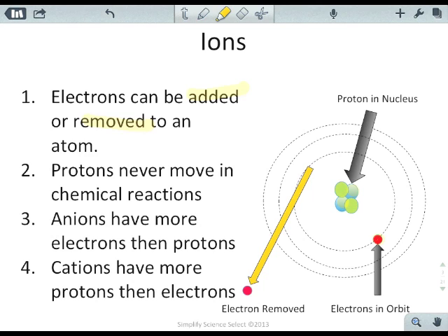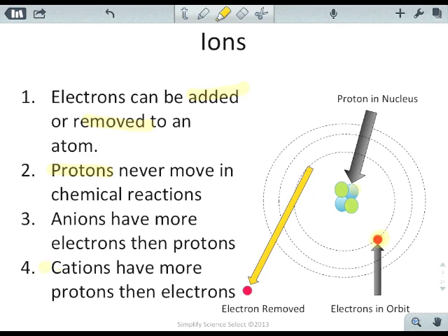Okay, now protons can never be removed in a chemical reaction. So when we have our protons in our nucleus, in a chemical reaction, this never changes. So we can't add any more positives. We can only work with the positives that we have. Now, if we look here, we had 2 electrons, but if we took one away, we see that we have 2 protons and only 1 electron now. So that means that we have more protons.